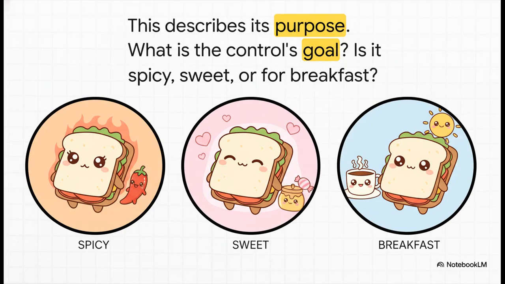Now, for the second label, the type. This is about the sandwich's purpose. What is it trying to do to your taste buds? Is it spicy? Is it sweet? Is it a breakfast sandwich? Back in the security world, we're asking, what's the control's job? Is it trying to stop an attack, detect one, or help you clean up the mess afterward? It's all about its function.